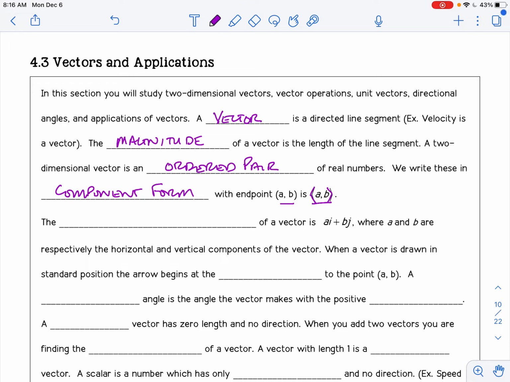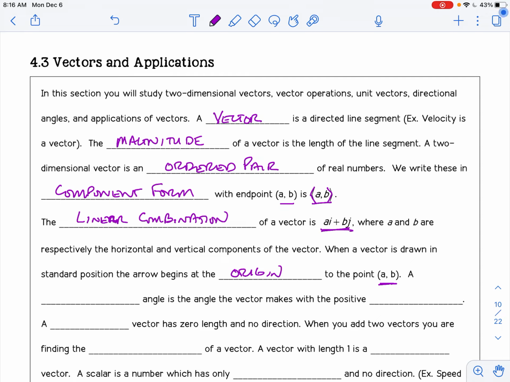Now, from there, with the endpoint there, the linear combination of a vector looks like this. So there's an i and a j component to it, and it's basically your x and your y, where a and b are respectively the horizontal and vertical components of a vector. When a vector is drawn in standard position, the arrow begins at the origin, so that's good to know, and it goes to this point a, b, and then the vector is drawn in component form here, or like that one with the points there.